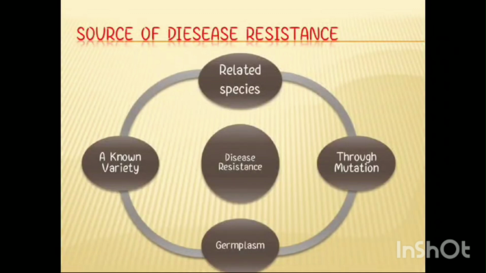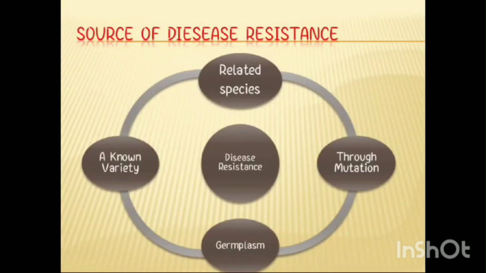Second one, mutation. Resistance to a disease may be obtained through mutation arising spontaneously or induced through mutagenic treatments. For example, resistance to stripe rust in wheat, resistance to brown rust in oats, resistance to mildews in barley. Third one, germplasm collection.